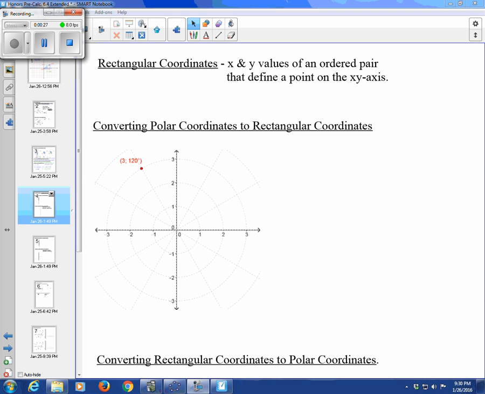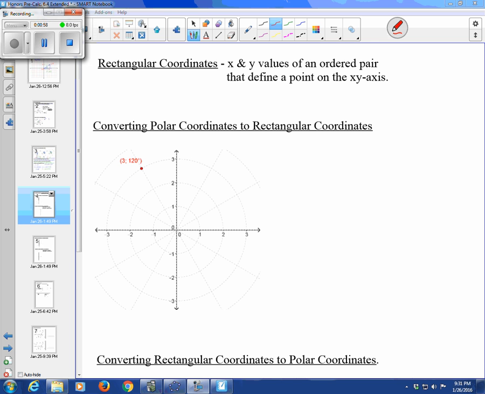coordinates. Now remember that rectangular coordinates are the x and y values of an ordered pair that define a point on the xy axis, or on the rectangular coordinates, or the Cartesian coordinate system. So in general, what we want to think when we're looking at a point, whether it's defined by rectangular coordinates or polar coordinates, is that it's really just a point on the plane, and whether we're representing it with polar coordinates or rectangular coordinates, it's the same point.